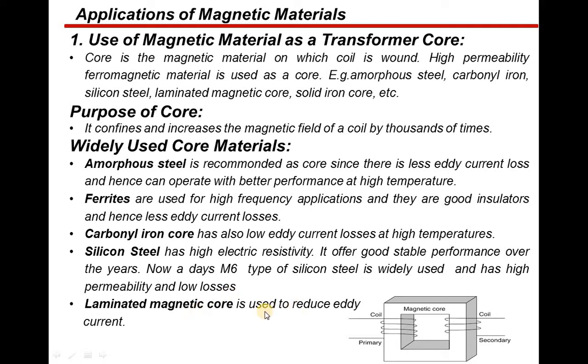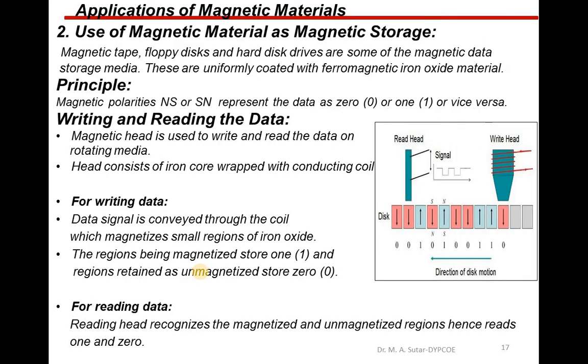Eddy currents are nothing but the circulatory currents which are generated in the material, and they are producing heat, so that there will be a loss of magnetization. To avoid that, the core will be used in the form of laminations, in the form of sheets.